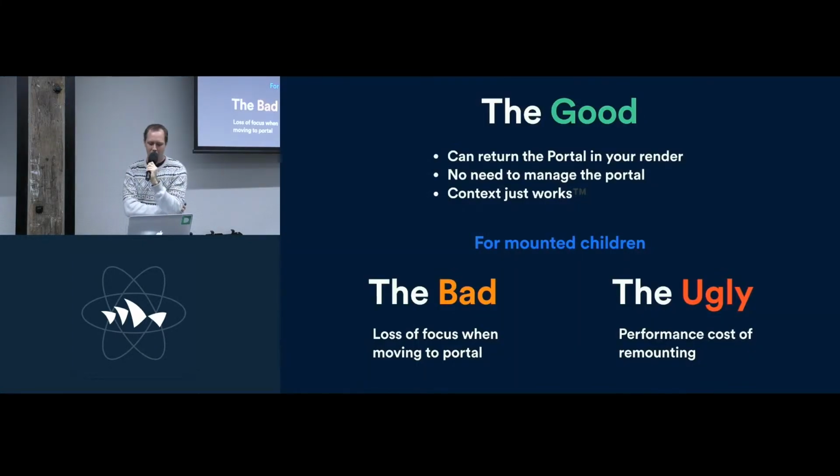So here's a little summary. The good of React.Portal: you can return the portal in your render, there's no hacks. It automatically manages the mounting and unmounting of it. You don't need to call on mount, you don't need to do anything. You just stop returning it in your render function and it just goes away. And context just works, which is amazing because there were so many hacks to get that working before and now it's a first-class thing.